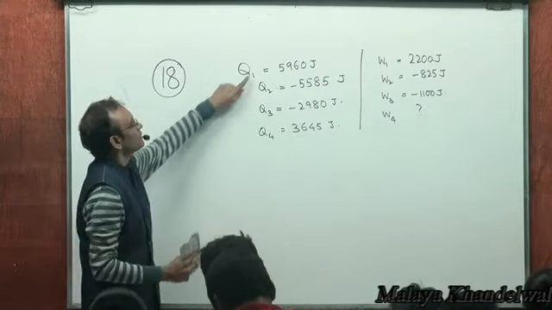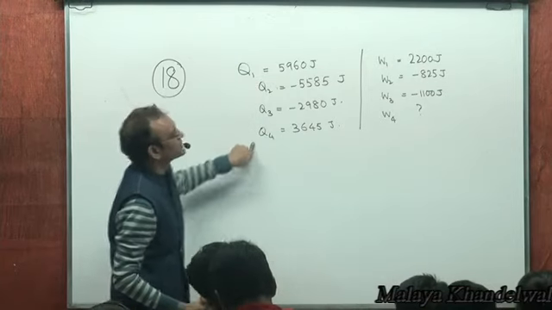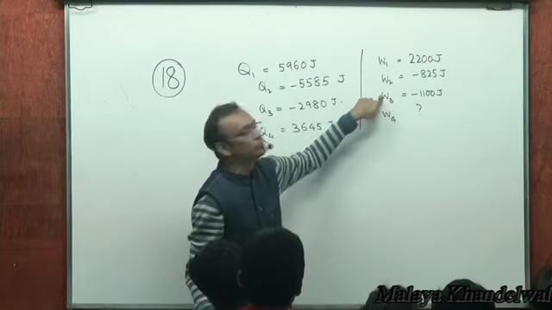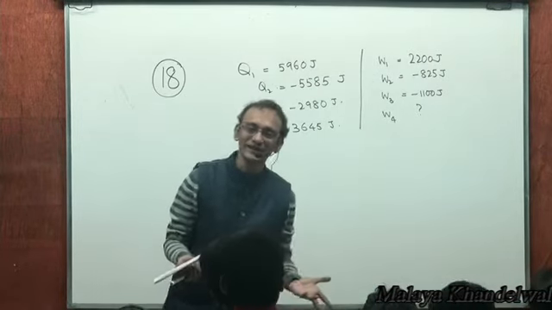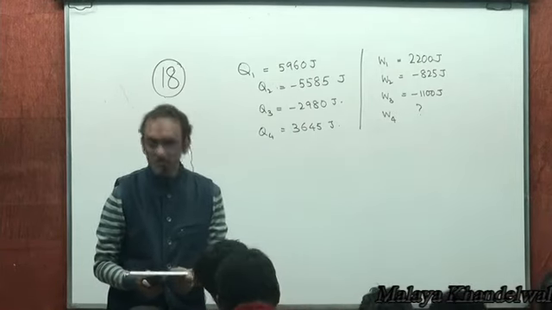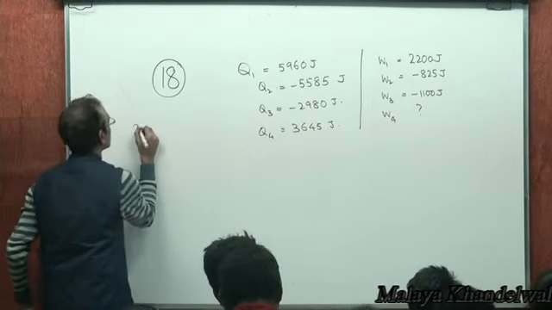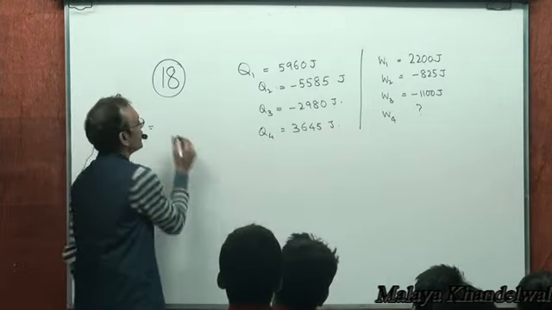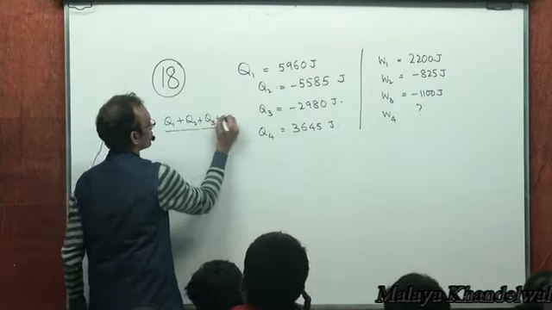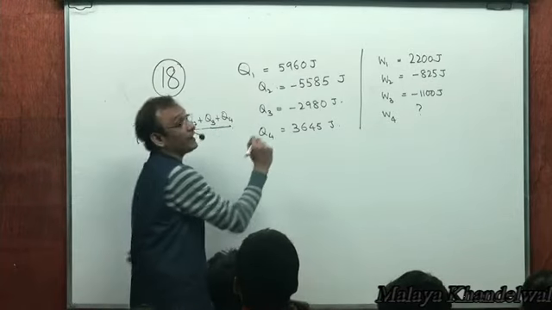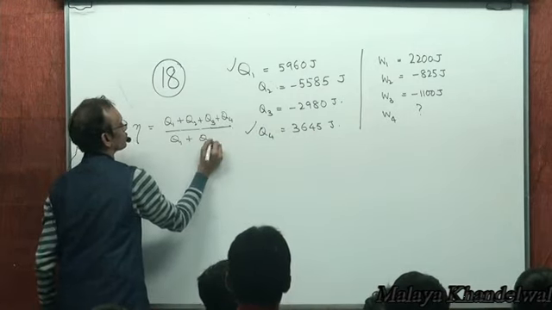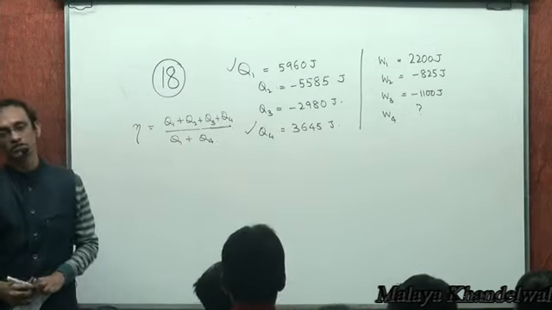Yes, it's a cyclic process, so net heat supplied must be net work done. So Q1 plus Q2 plus Q3 plus Q4 must be W1 plus W2 plus W3 plus W4. You can calculate W4 from this. And what's the efficiency of the cycle? The net output would be the algebraic sum of the Qi's divided by the input, which is Q1 plus Q4. Multiply by 100 to give the percentage efficiency.